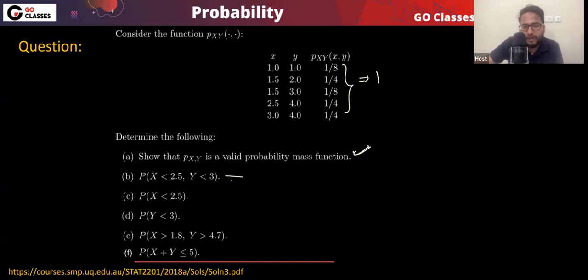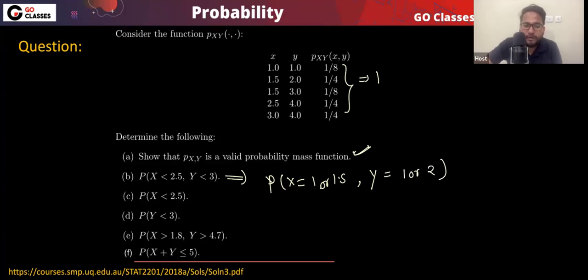So let's just find out this probability that x is less than 2.5 and y is less than 3. So when can this be satisfied? What are the possible values of x? Less than 2.5, which means it is either 1 or 1.5, right? And what about y? Y is less than 3, so it should be either 1 or 2.